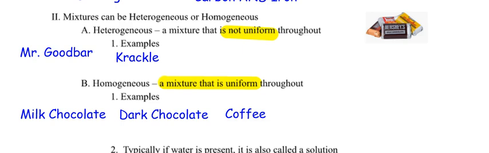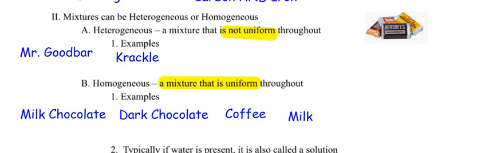Oh, speaking of milk, what would milk be? Well, it would be homogeneous. It's the same throughout, okay? You don't have to shake up your milk, do you? That's not why you have a milkshake. No, no, no, no. All right, it's just homogeneous.